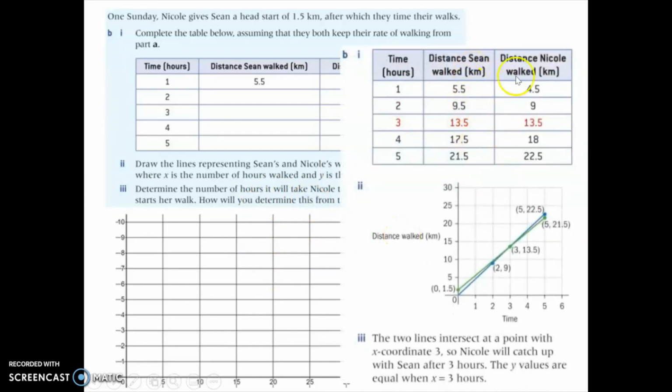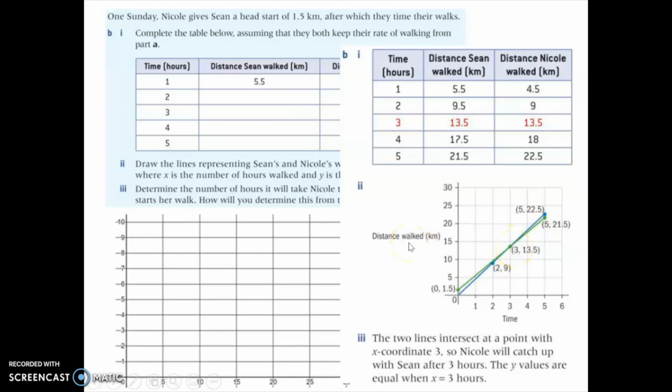Okay, so here are the tables. And in the tables, we can see at hour 3, they are at the same place. They have gone 13.5 kilometers. And that is confirmed on the graph. We have the two lines, and at hour 3, the two lines intersect. That's when they've gone the same amount.